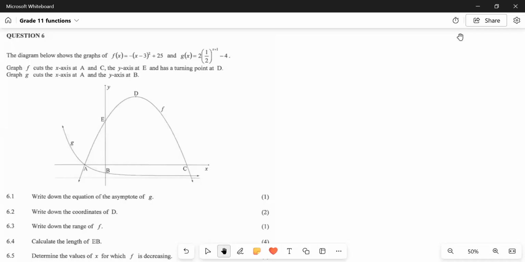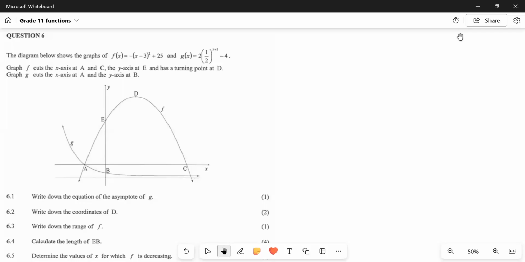Question 6, the diagram below shows the graphs of f of x and g of x. They gave us a parabola in terms of the turning point, and then they gave us a hyperbola where there's also a shift. Graph f cuts the x-axis at A and C, the y-axis at E, and has a turning point at D. Graph g cuts the x-axis at A and the y-axis at B.